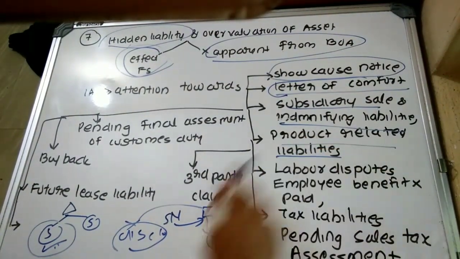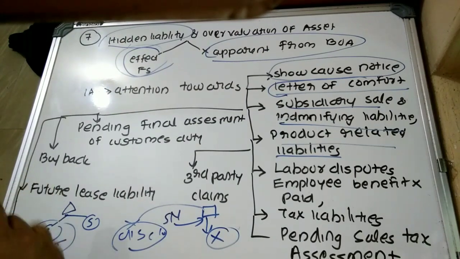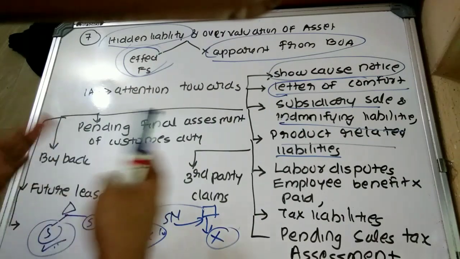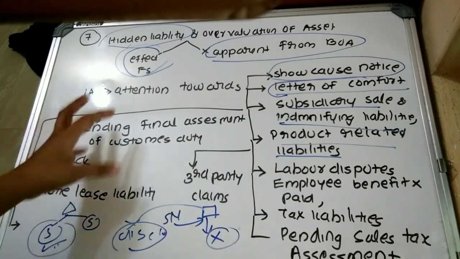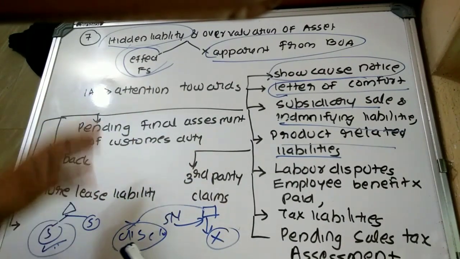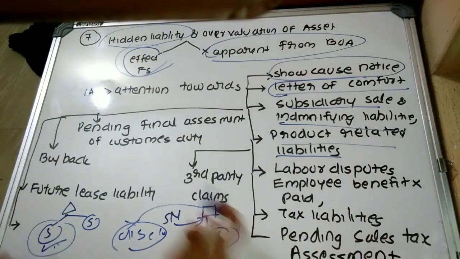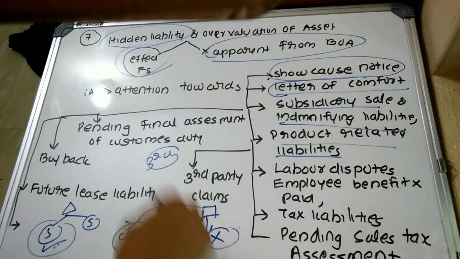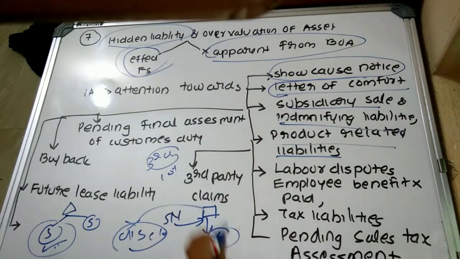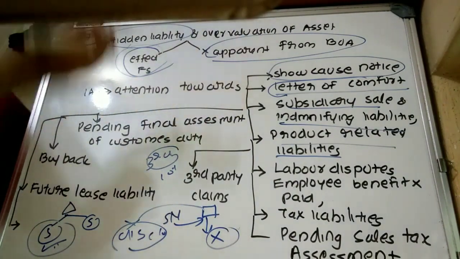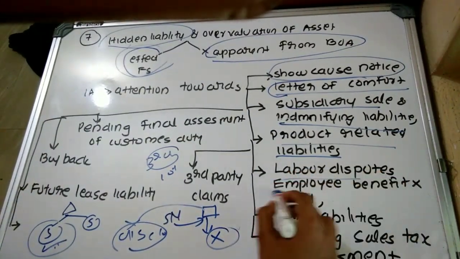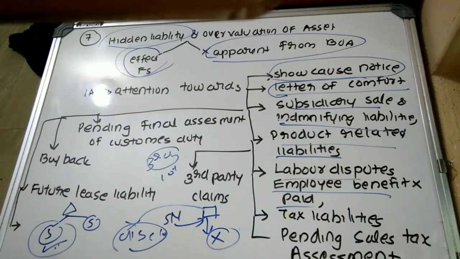Then product related liability. What is meant by this? They are providing goods which do not have any warranty, but they are telling that this product has a warranty. Suppose the concerned entity intended to make the sale by 3rd September, but they did not make the sale on 3rd September, they made it on 10th August. So they are incurring liquidated damages on late delivery. Product return. This is also a hidden liability. Then labor dispute, employee benefits which are not paid, the same has not been disclosed in the books.